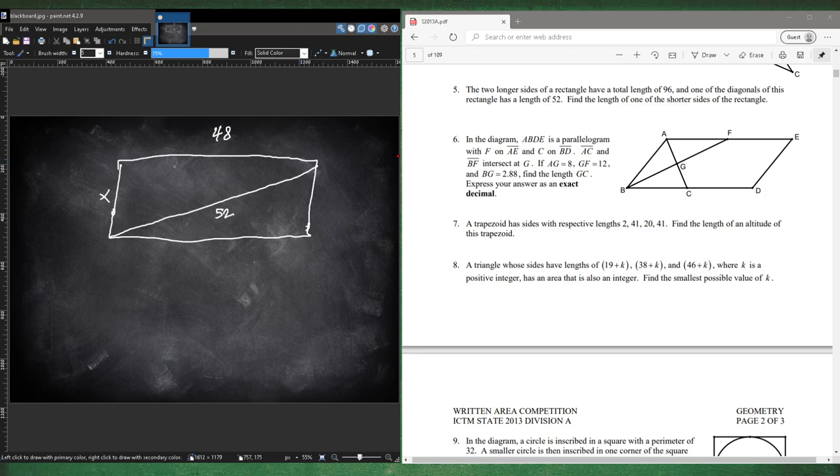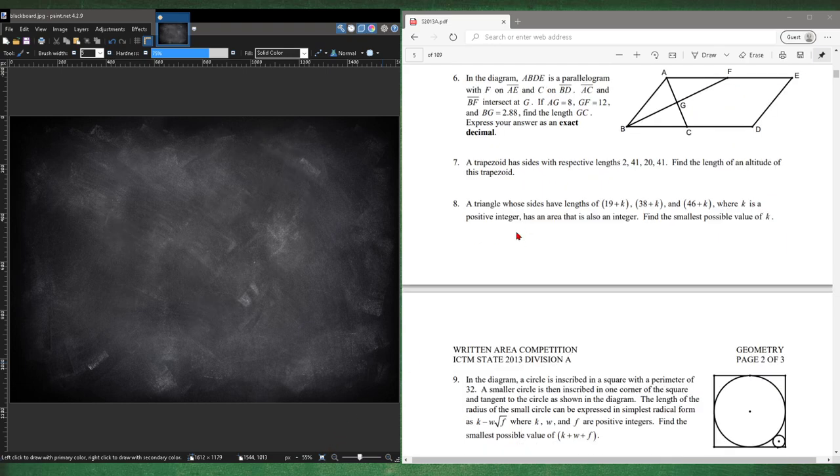So this is x. You could use the Pythagorean theorem, but usually I like to use Pythagorean triples. So divide by 4 to get 13, divide by 4 to get 12. So this is the 5, 12, 13 triangle. So this is the 5, but we need to scale it up by 4. So 5 times 4 is 20. And that is your answer for number 5.